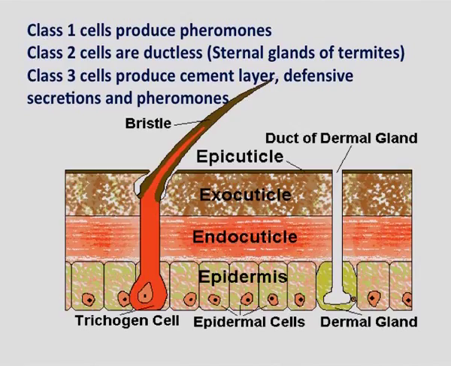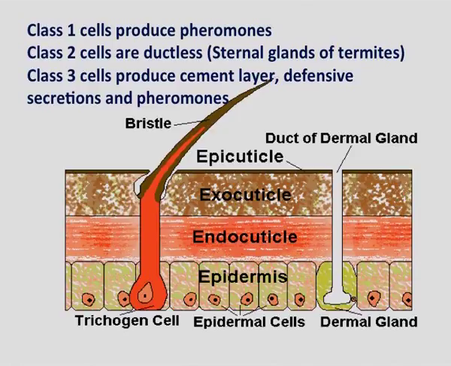Since they are secretory in function, they are called gland cells. Generally, they are of three types: class 1, class 2 and class 3. Class 1 cells produce pheromones.